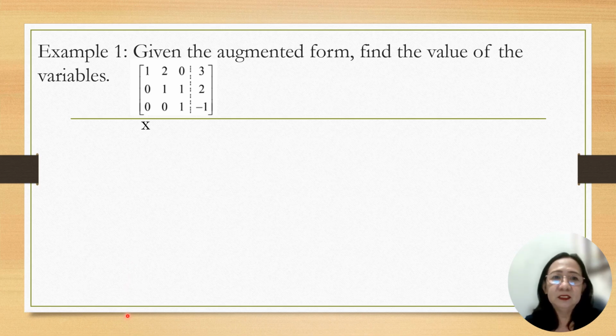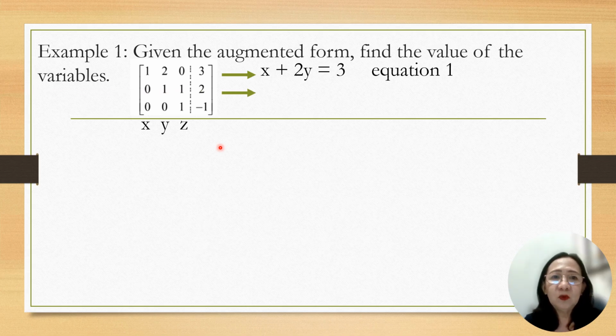Now, the first column is pertaining to our x variables, and the second column is pertaining to our y variables. And of course, the other one will be for z variables. And of course, these 3, 2, -1 are pertaining to the constants. Okay? So if we write the first row into the equation, we will arrive at x plus 2y. We have here 0z, so we're not going to indicate our z variable because that is equivalent to 0. So that is equal to 3 for the constant.